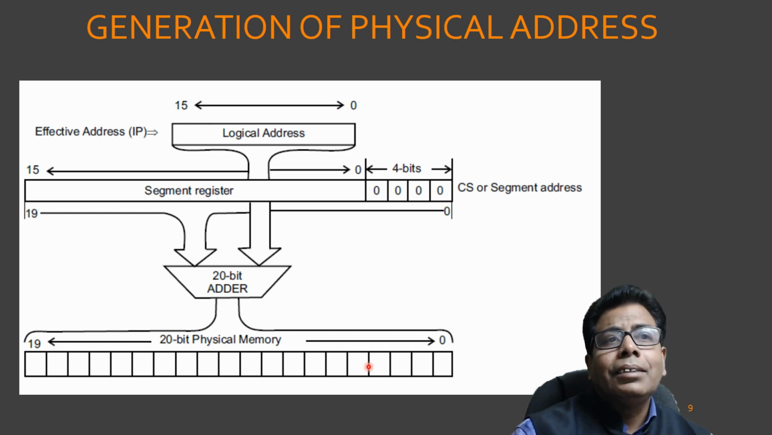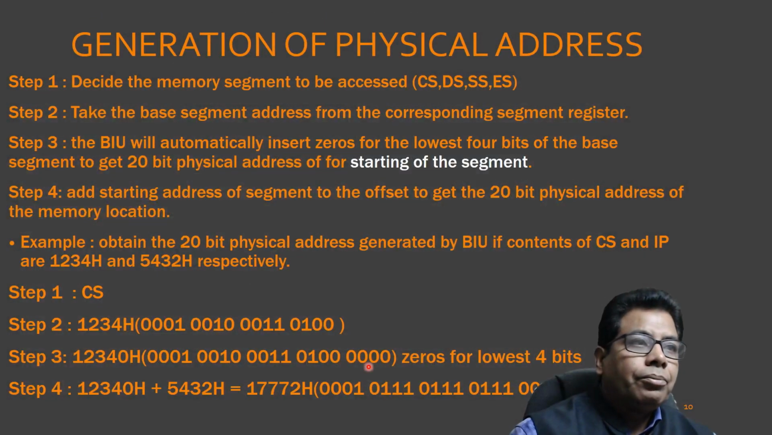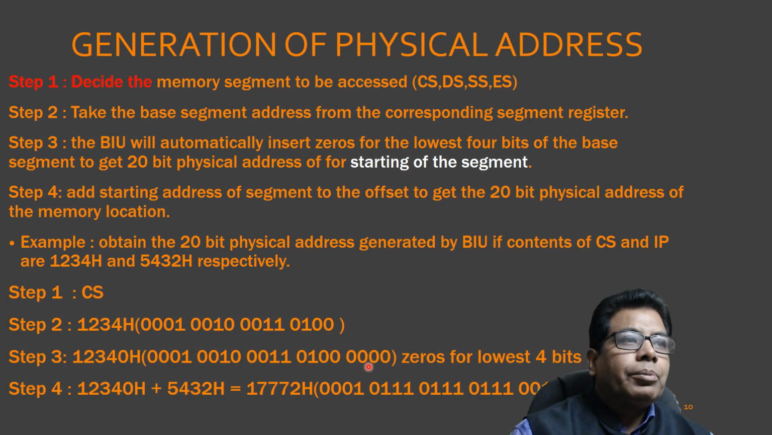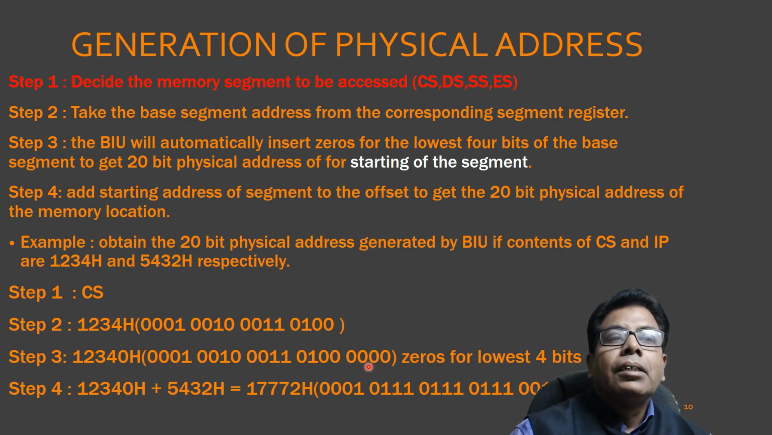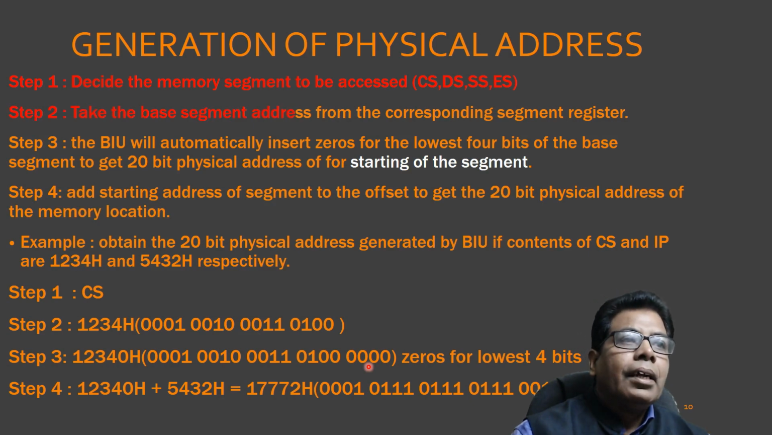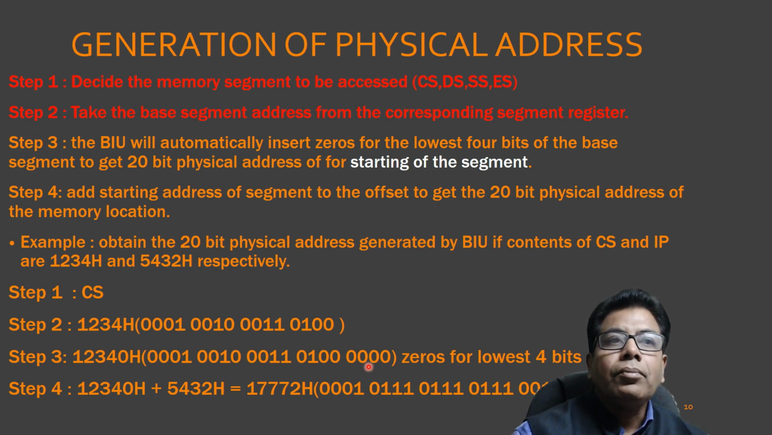Let us see this with the help of steps. Now, first step is decide the memory segment to be accessed, whether it is code segment, data segment, stack segment or extra segment. Then second step, take the base segment address from the corresponding segment register. So if you take CS, code segment register, then contents of CS will be the base segment address.